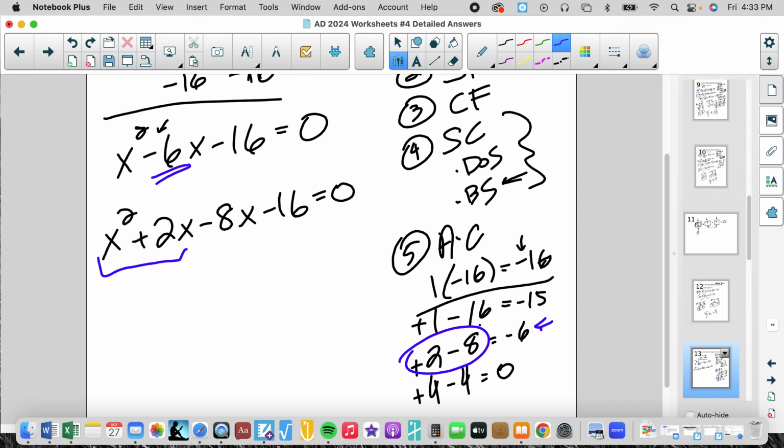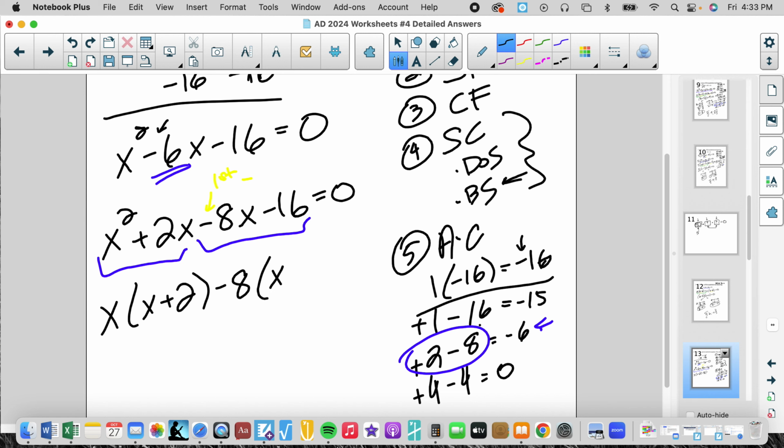Factor by grouping. We're going to factor out an x. You get x plus 2. We have to notice my first term is negative, so I have to factor out a negative. So with negative 8x and negative 16, I'm going to factor out a negative 8. And that gives me x plus 2.